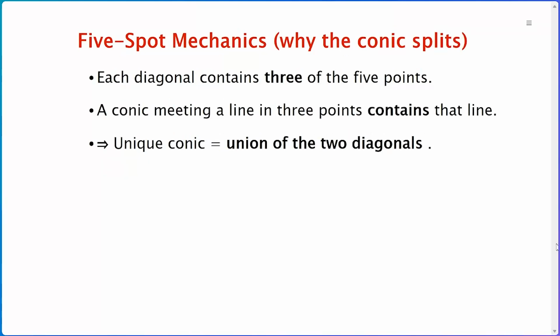Okay. So, the five-spot puzzle. Why does it pick up the cross? Each diagonal contains three of the 5 points, right? A conic meeting a line in 3 points must contain the line. Hence, a unique conic through all 5 points splits into two diagonals, the cross. Over the complex number plane, we rotate the vertical coordinate by i and see the radius zero circle emerge.